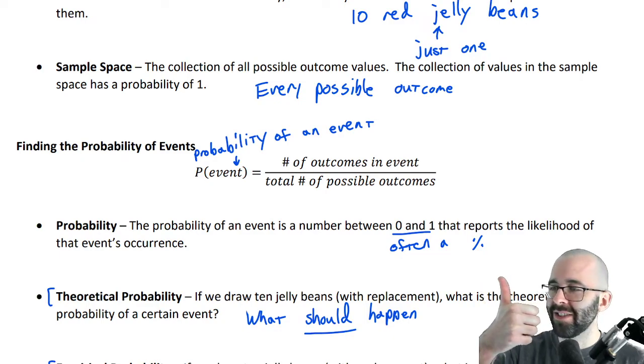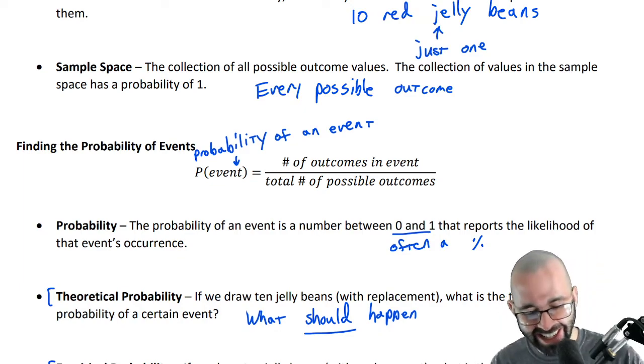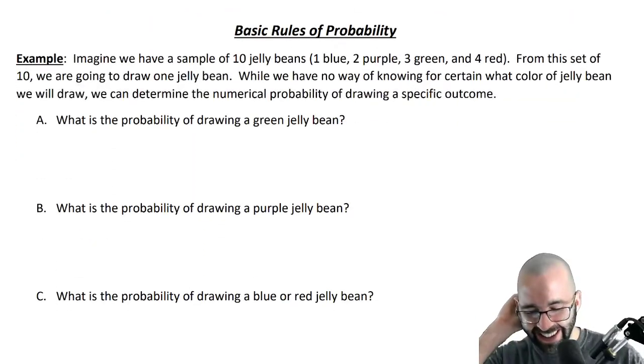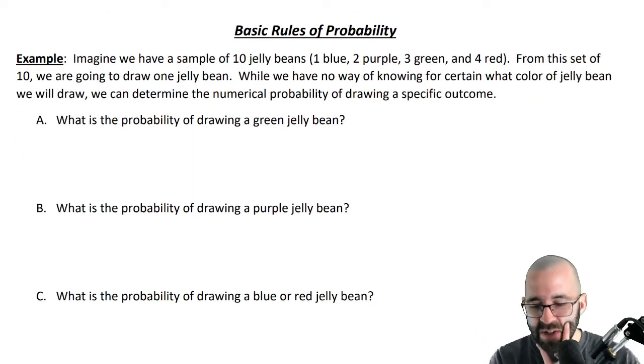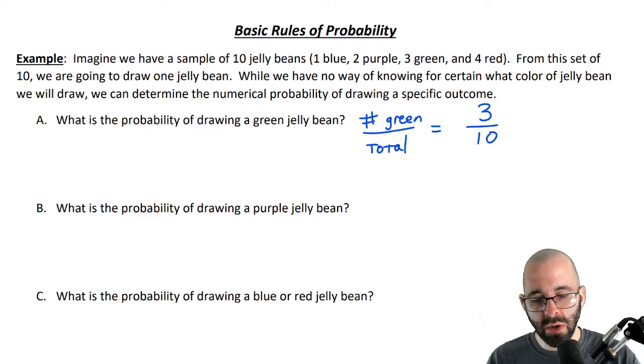Thumbs up is favorable. All right. We're going to divide it by the total. So what's the probability of a green jelly bean? That's just going to be the number of green divided by the total. I'm just going to write total. So there are 3 greens. There are 10 totals. 3/10.